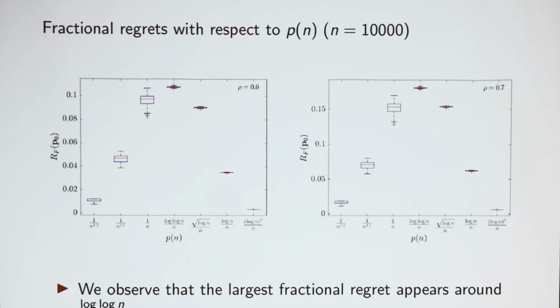It will be more intuitive to show you some figures. We do some numerical experiments, and for the first set of figures, we look at the random graph of fixed size n equals 10,000, and we can see that as the network density increases from the left to the right, the fractional regret first increases and then decreases with the peak at p equals log n by n.